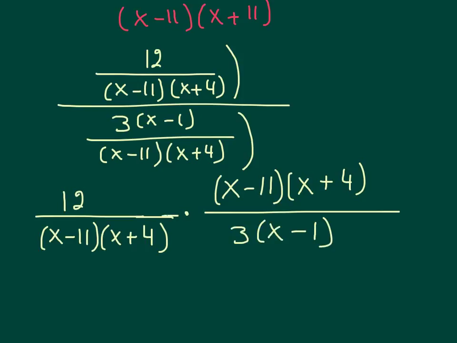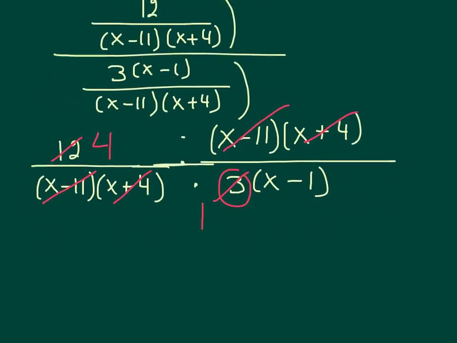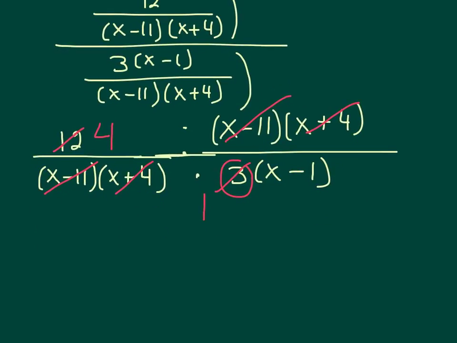The idea is when you multiply across, you are allowed to reduce a factor. If you reduce x minus 11 and x plus 4, the 3 and the 12 reduce to 1 and 4. And whatever is not crossed out on the top is going to be my answer. And whatever is not crossed out on the bottom is going to be the denominator. So that will be 4 divided by x minus 1.